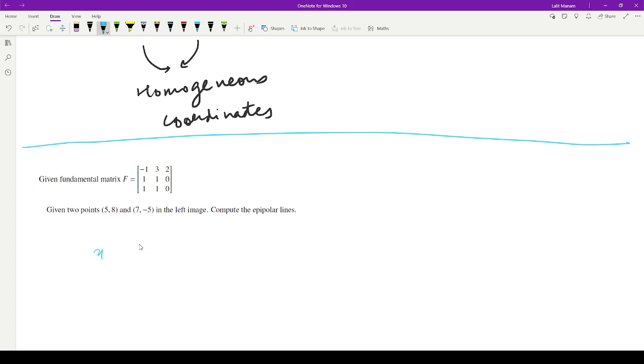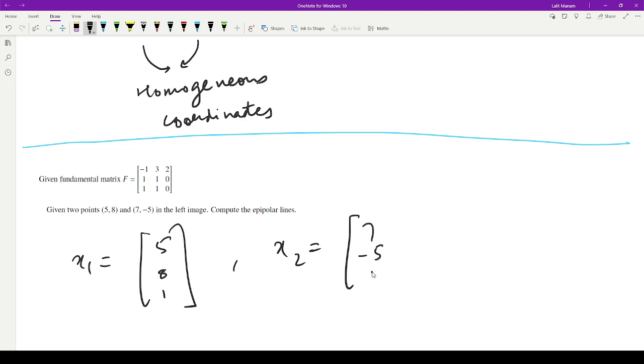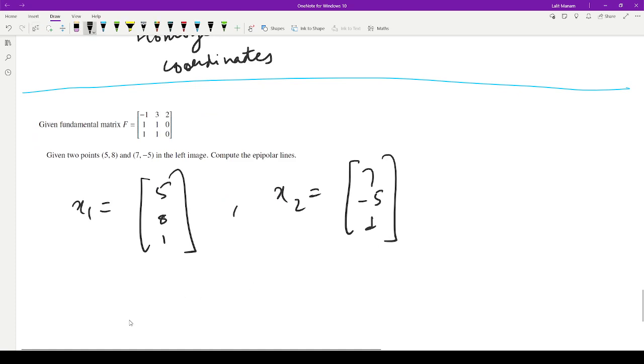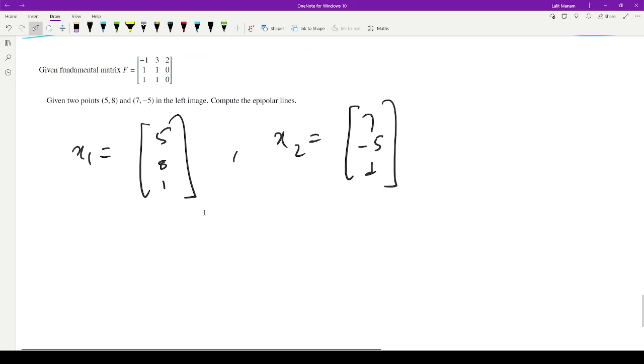So we are given 2 points. E is the cross product of x1 and x2. The left epipole is a cross product of 2 points. So I think first we have to calculate homography from the fundamental matrix. How can you calculate that? Do you think you can always calculate a homography?